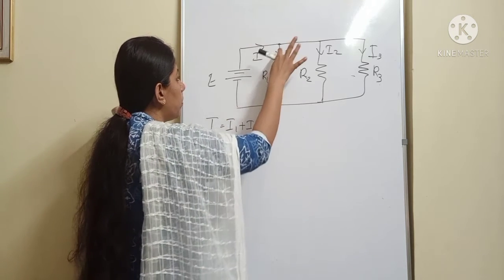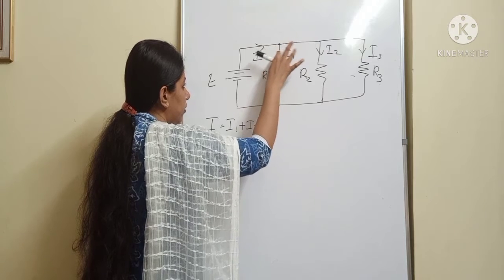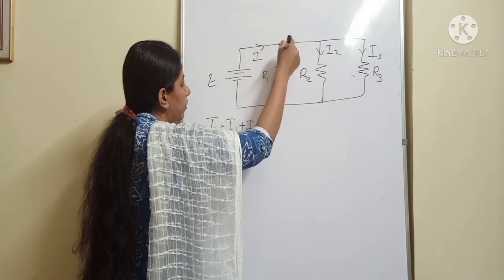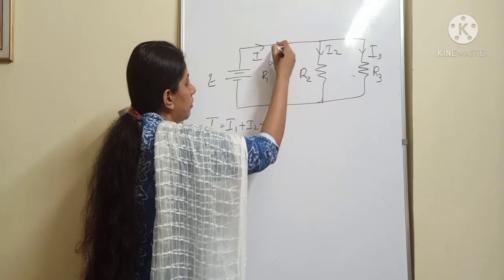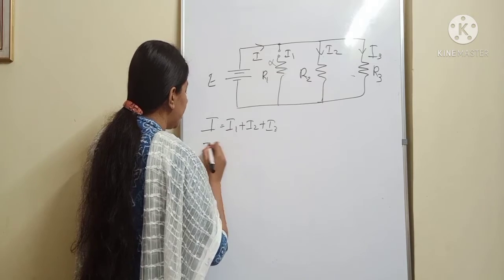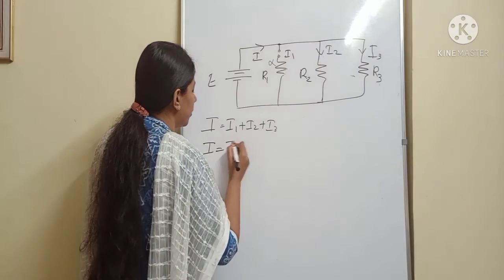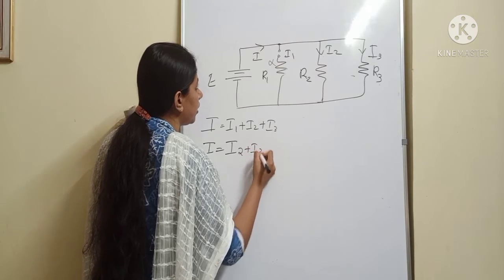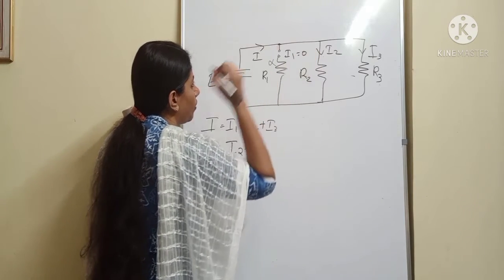Now if there is an open circuit in this particular branch, what will happen? The main current I will flow, but it will not flow through this branch. It will flow through I2 as well as I3. Now if you apply the KCL, how can you write? The total current I will be equal to I2 plus I3, because there is no I1. I1 is equal to 0 in this case.